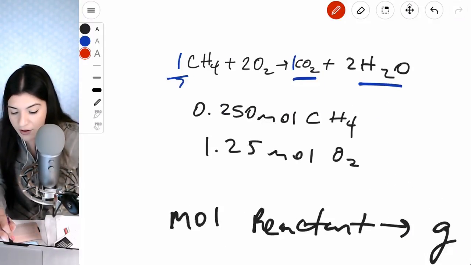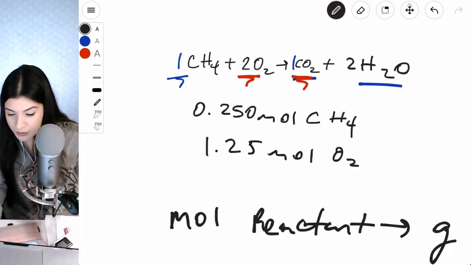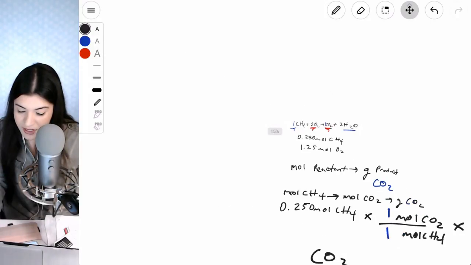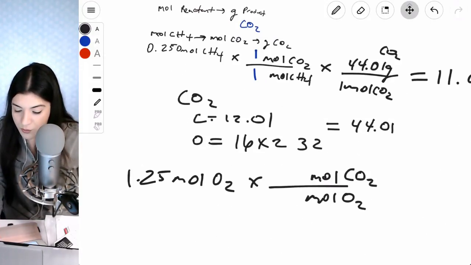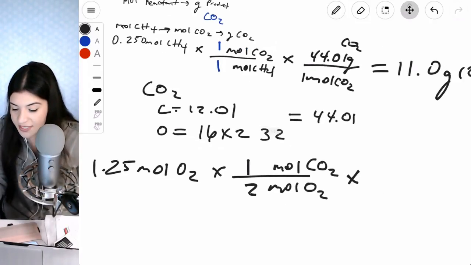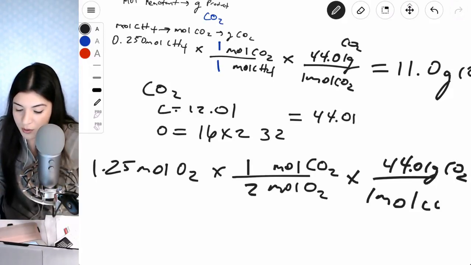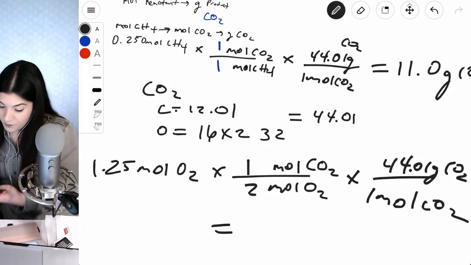So in our balanced equation here, we have 2 moles of O2 per every 1 mole of CO2. So we'll put that here: 2 moles of O2 per every 1 mole of CO2, multiplied by that exact same molar mass that we found before. And then we'll compare those values and find what produced the least amount of CO2, which is our product.